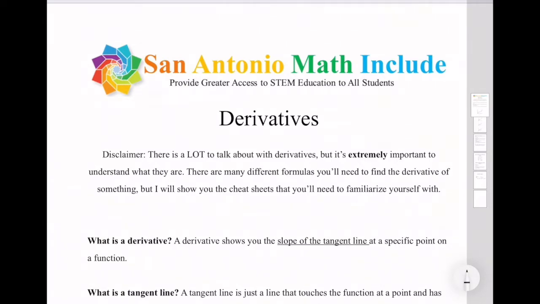So there are many different equations you're going to have to memorize in terms of derivatives. For example, something you just have to memorize is that the derivative of cosine is negative sine, and I will show you different cheat sheets of formulas that you have to memorize, but I'm not going to go through all of them with you today. So let's go ahead and talk about what is a derivative.